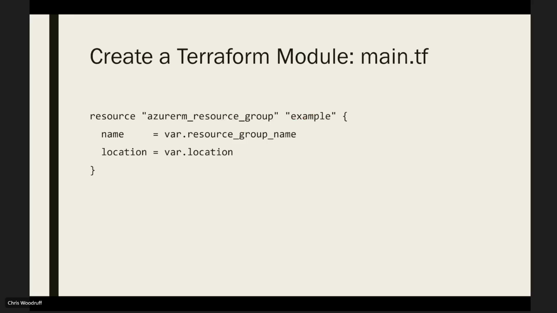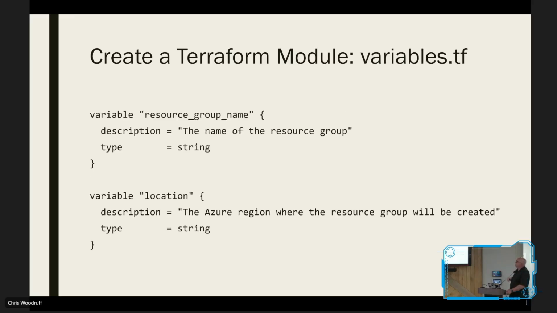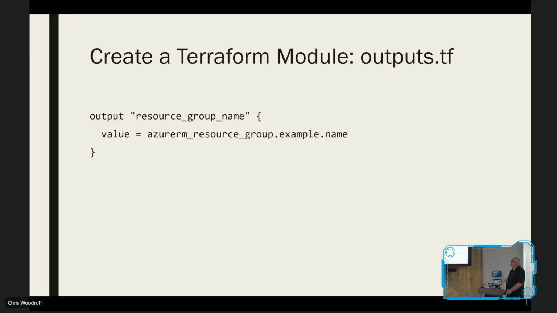The main is just where you can set up, I usually set up my base resources, anything that needs to be in main to give the basics or the foundation for what I'm building out. In this case, I just have a resource group. Variables, like I said, you can have different variables in here. We have one for resource group name and another one for location. And then outputs is, again, just the output variables.